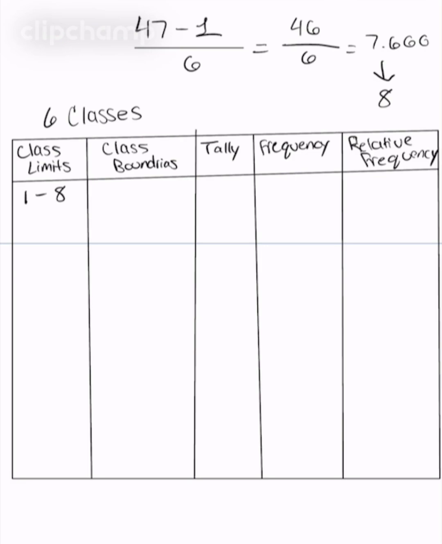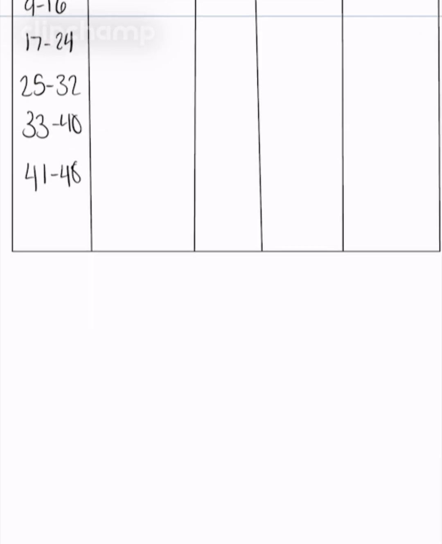So now we're going to make a table again, and now that we know that our class limits include 8 numbers, we can start to fill out that section of our table beginning with 1 to 8, then 9 to 16, then 17 to 24, then 25 to 32, then 33 to 40, then 41 to 48. Here you can see we have 6 classes. Now we can move on to class boundaries.